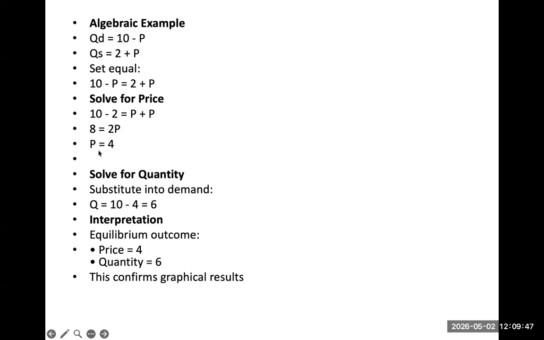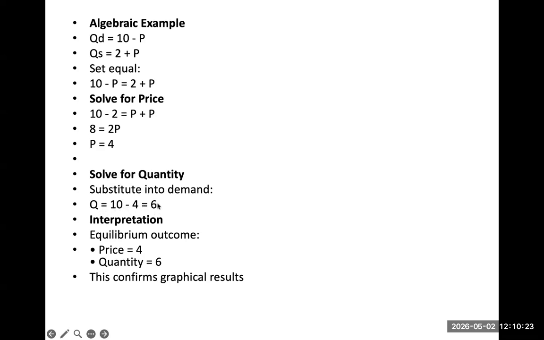Now we know our price, the equilibrium price, to be 4. Therefore, we substitute it into the demand function. Even if we substitute it into the supply function, we still get the same 6. The demand function is 10 minus P, but P is 4. Therefore, Q becomes 10 minus 4, which is the same as 6.